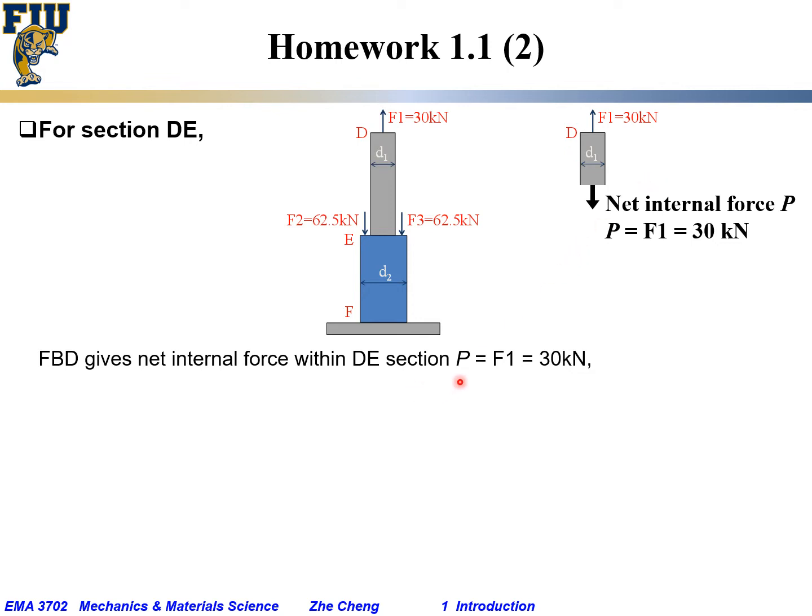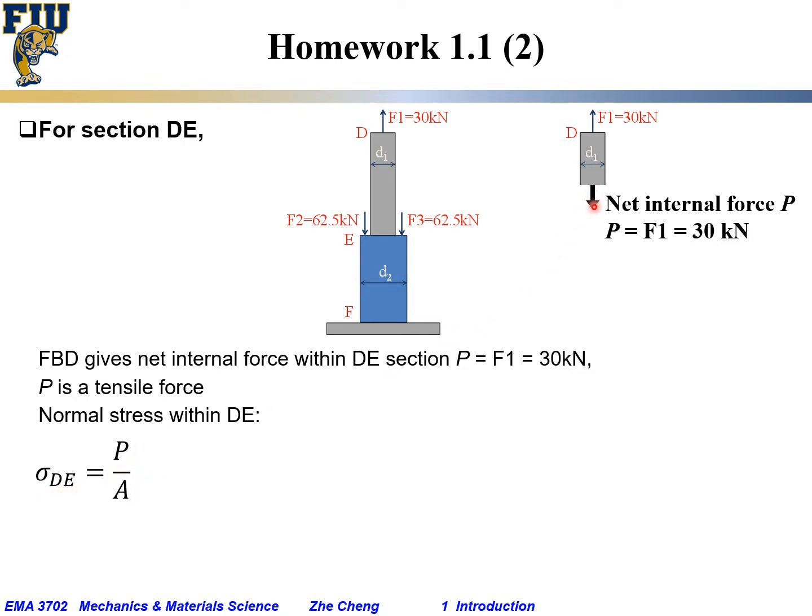Okay, and we said the internal force P would be same in magnitude as F1, 30 kilonewton, but in opposite direction. And as you can see, P and F1 are trying to pull this arbitrary section longer, so we say it is a tensile force. As a result, the average normal stress within DE, I call it sigma D. Sigma again is for normal stress. D is within DE section, is force over area.